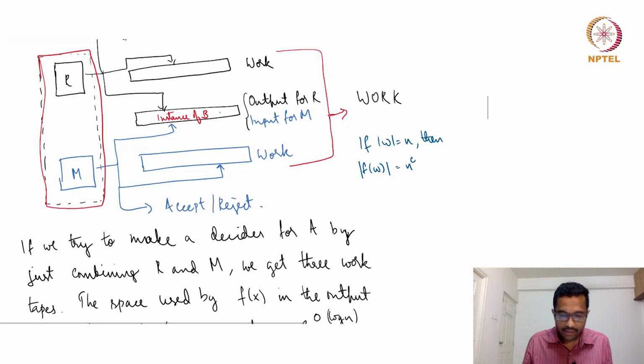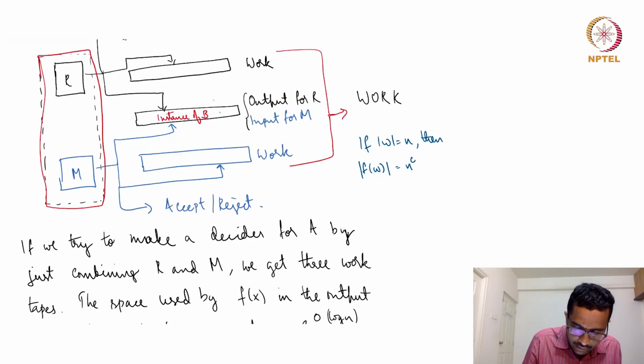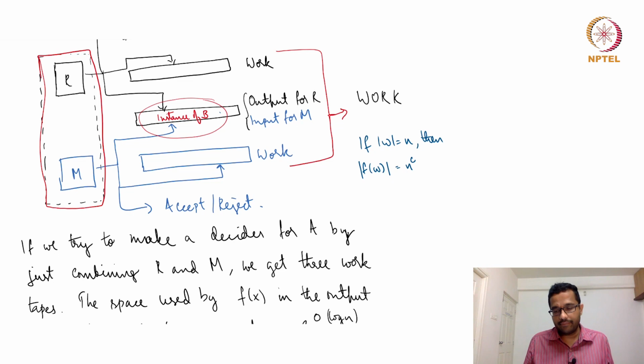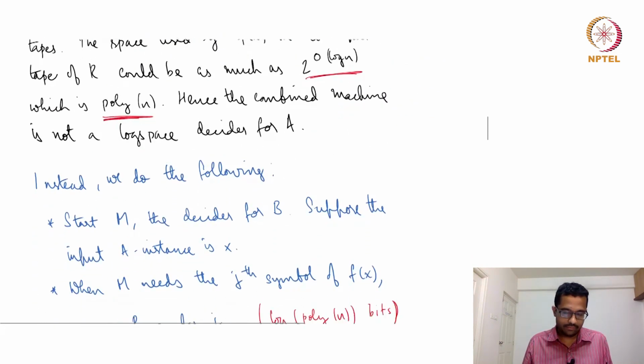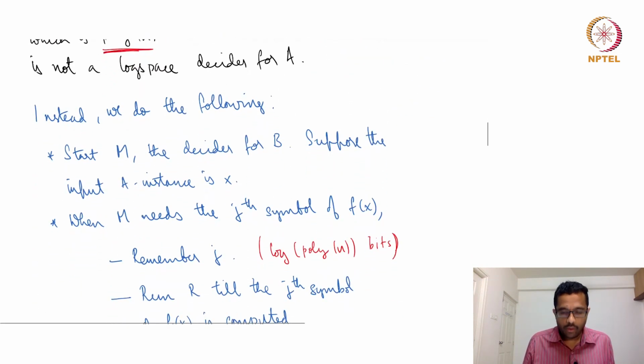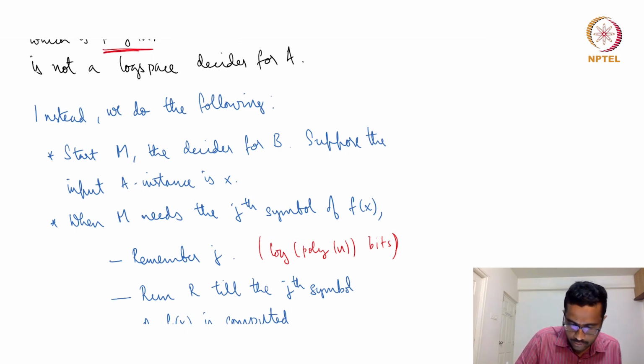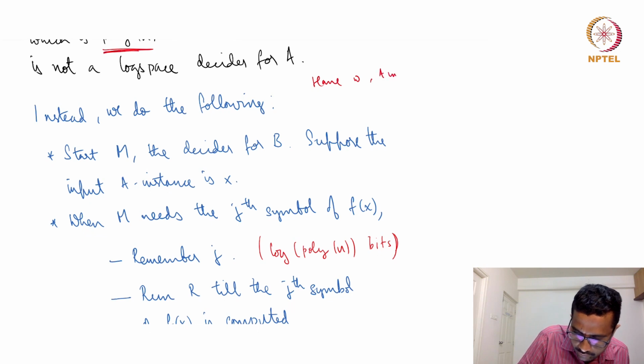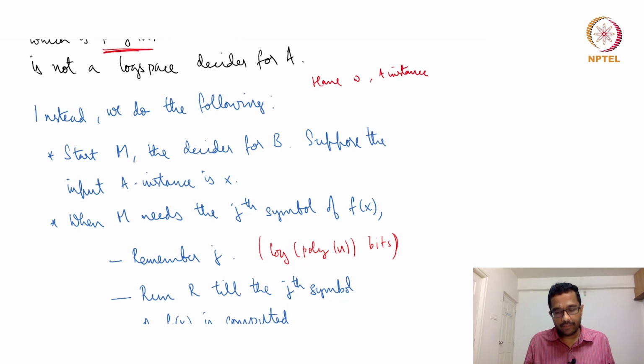What happened here is that we had to write the instance of B entirely, and this is something we cannot afford. So we will now try to do something where we do not have to write this down. Let's say we want to decide A. So this is where we are. We have W, which is an A instance, meaning we have to decide whether W is in A or not. So now we start the decider for B.